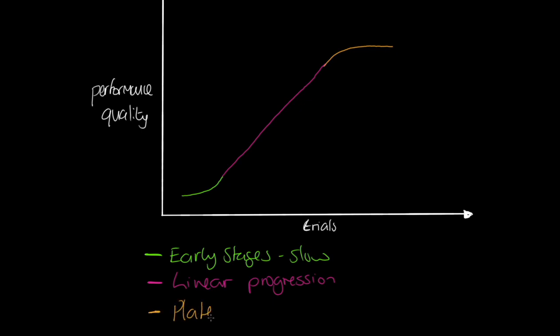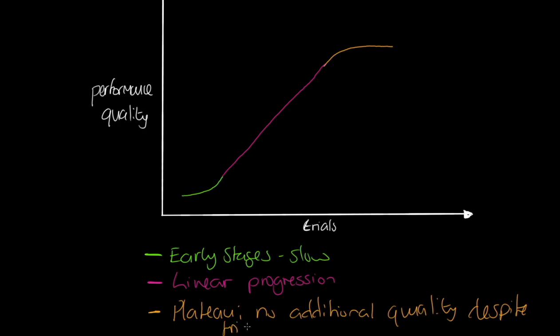What this orange bit represents is our plateau. And again, I want to be clear on what this means. We've got no or little additional quality despite effort or despite ongoing trials. Despite trials. So look, trials are progressing, we're doing more and more and more, but we are not getting better at it. Okay, that is what a plateau is.